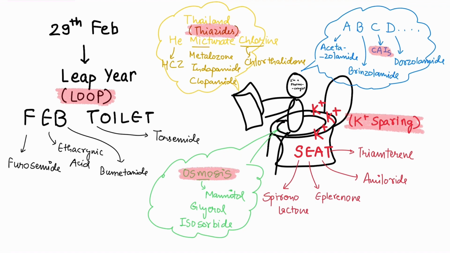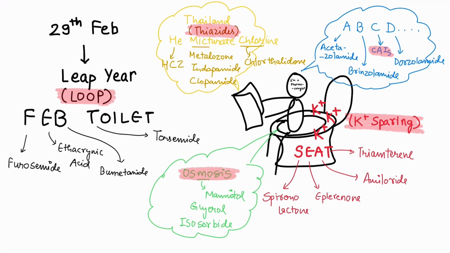Oh, it's a special day today. So you name this auspicious day as the Fab Toilet Day. Fab Toilet, right? So leap year, here you learn the loop. Leap, loop, right? And the loop diuretics include these drugs, the Fab Toilet drugs. The F for furosemide, E for ethacrynic acid, B for bumetanide, and the T from the toilet, the torsemide, right? So loop diuretics, Fab Toilet.